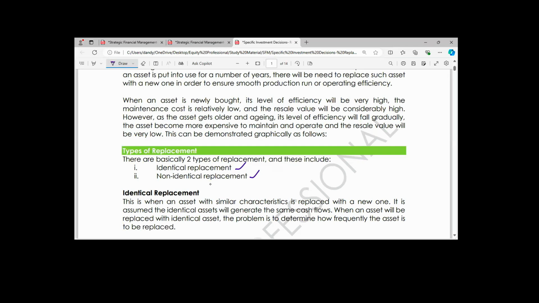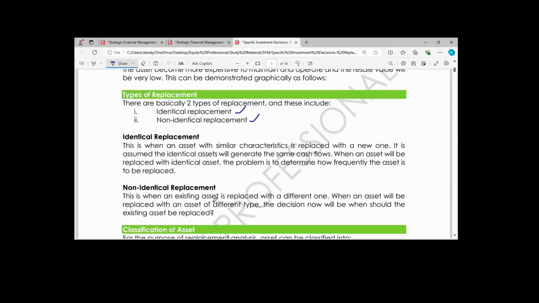For example, when you want to replace a motor vehicle, say a Toyota Corolla, a company is using a Toyota Corolla presently, and that Toyota Corolla is old and needs replacement. Then you now buy a similar Toyota Corolla. That is what is called identical replacement. But if the company is using a Toyota Corolla right now and wants to change the motor vehicle, and you now go and buy a bus or a wagon, whatever, you can see a Toyota Corolla and a wagon are not the same thing. That is non-identical replacement. Therefore, when an existing asset is replaced with a different one, that is what is called non-identical replacement.